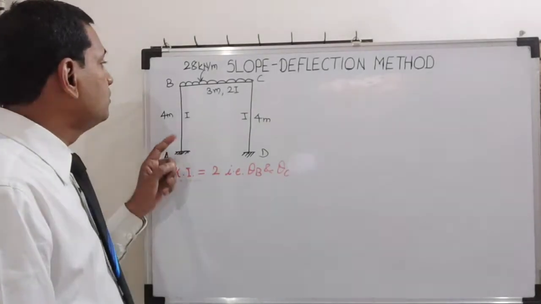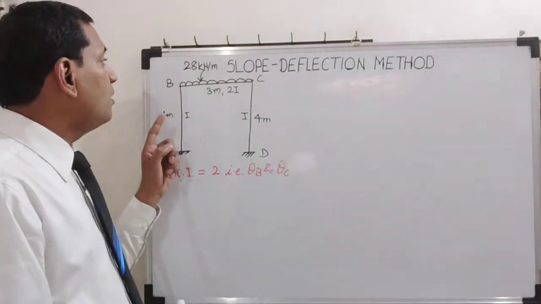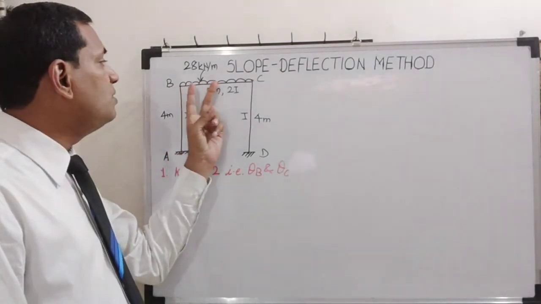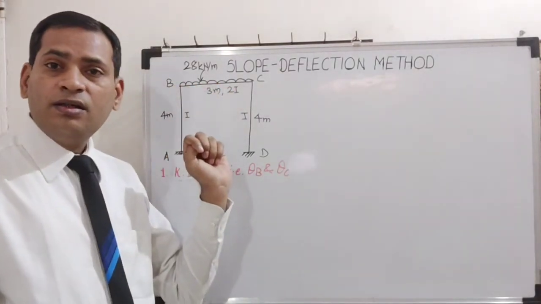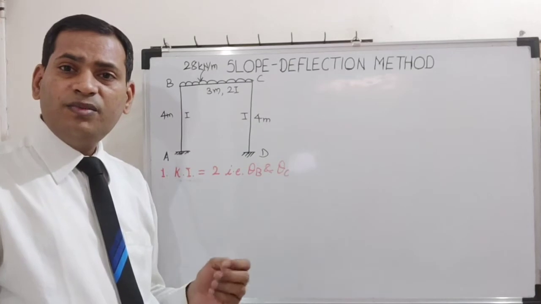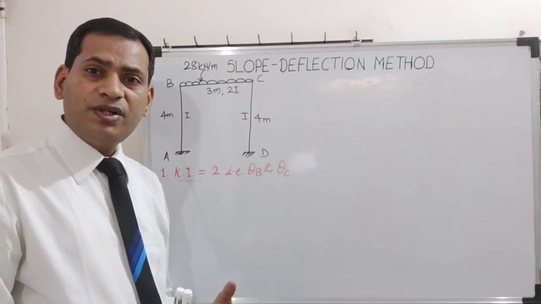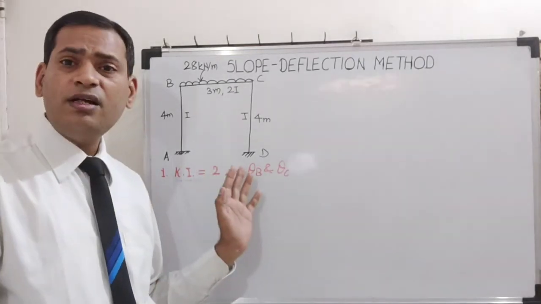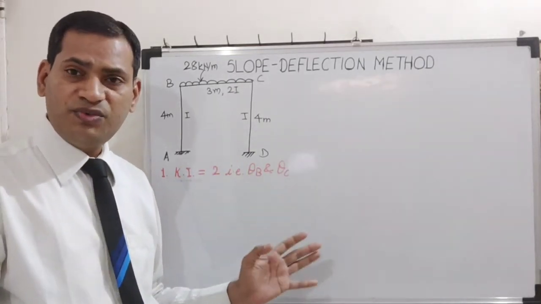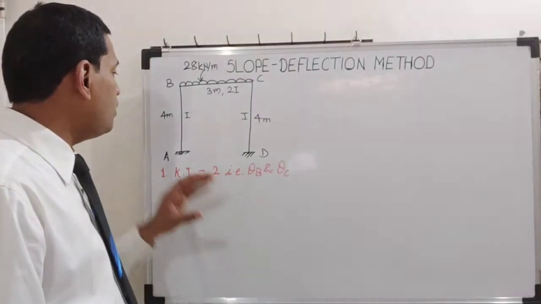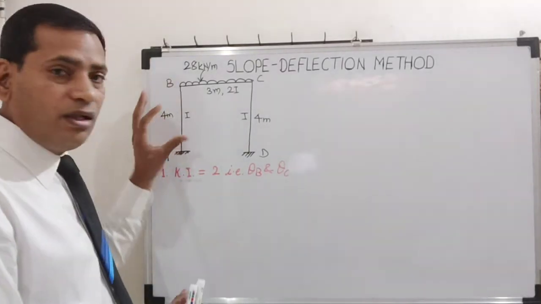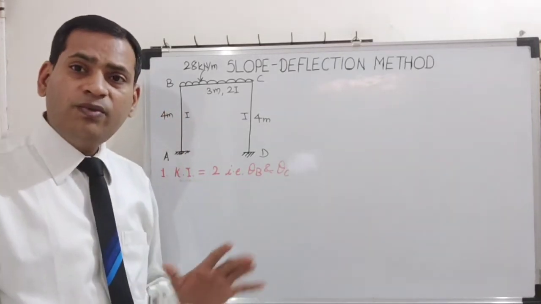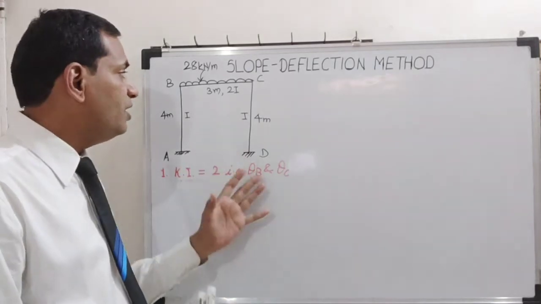Then, how many members are there? AB, BC, CD. So subtract the number of members from this value of 6. Why do we have to subtract the number of members? Because these members are actually rigid. It is an assumption. So there is no actual translation which will be considered. It will be neglected. So 6 minus 3 is 3.